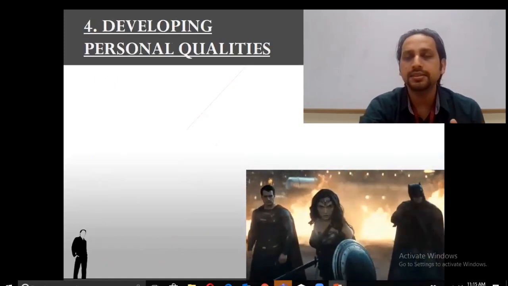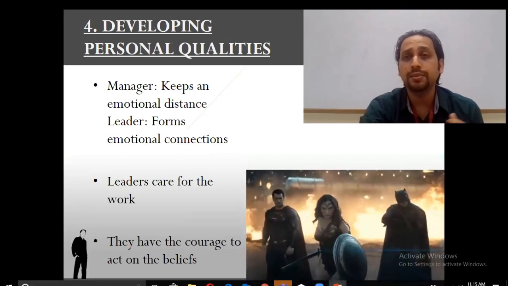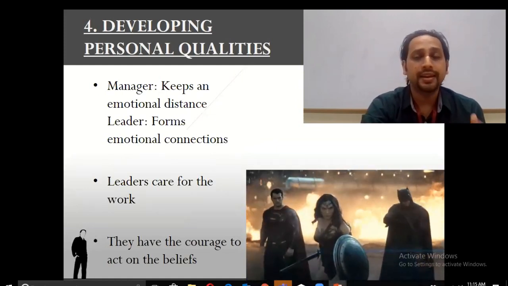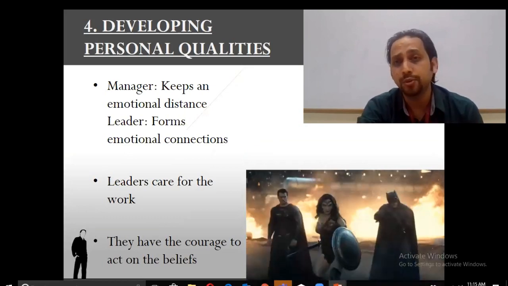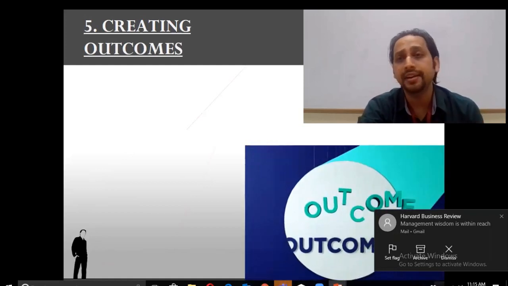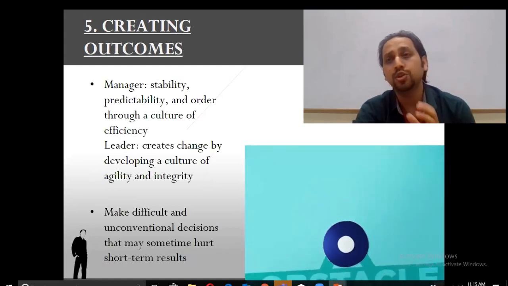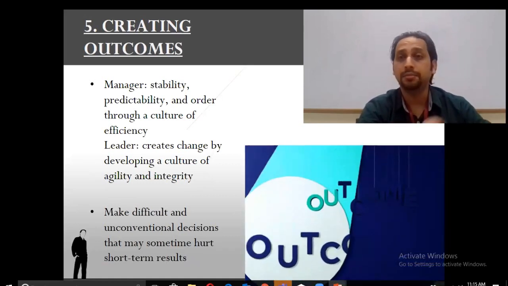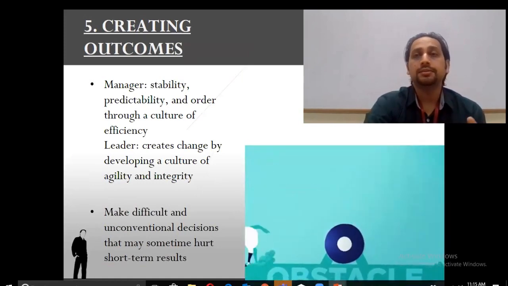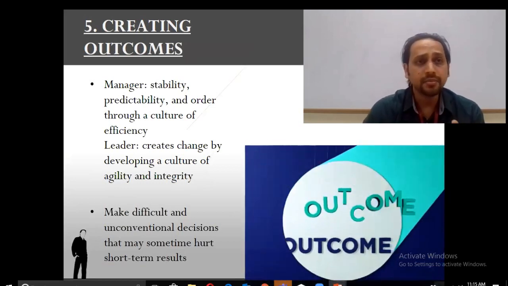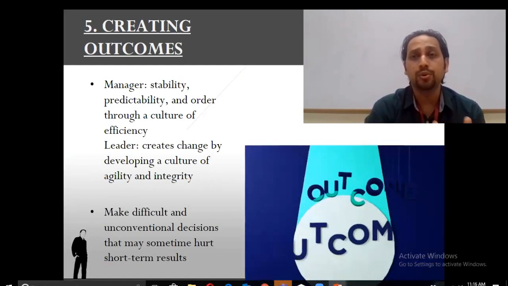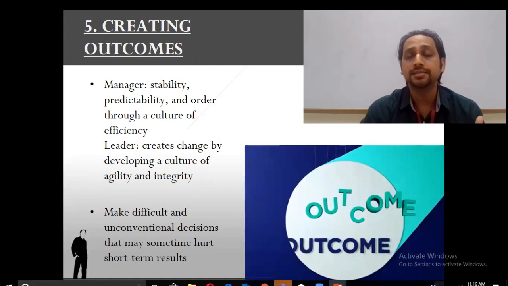Then comes personal qualities. Managerial skill set is different from leadership skills. Leaders have to do a lot more in terms of connecting with their followers. They need to develop those emotional connections, and that requires a different set of skills. And finally, creating outcomes. Whereas management is more focused on stability, maintaining order, making a culture of efficiency and effectiveness, leaders are more concerned about agility in an organization, and in developing a culture that holds every individual responsible for their own roles and actions, which requires a certain degree of integrity.